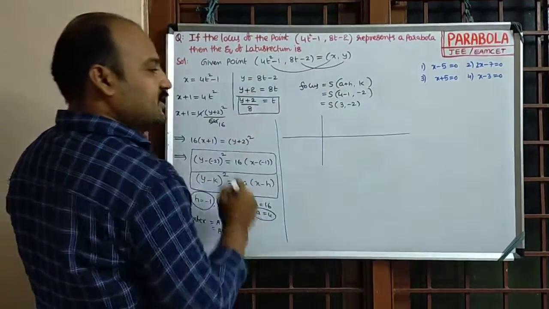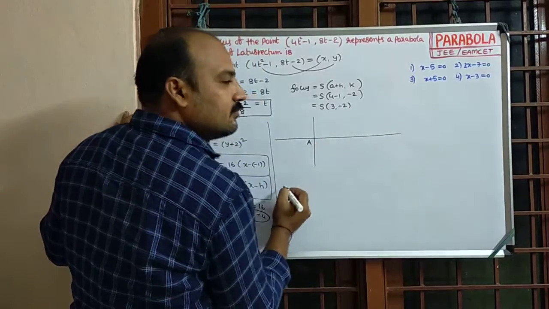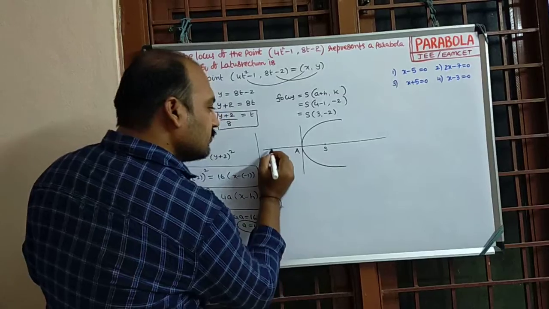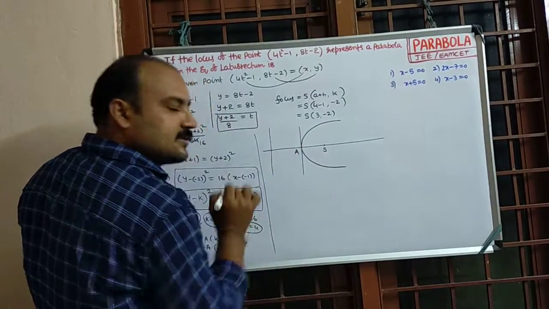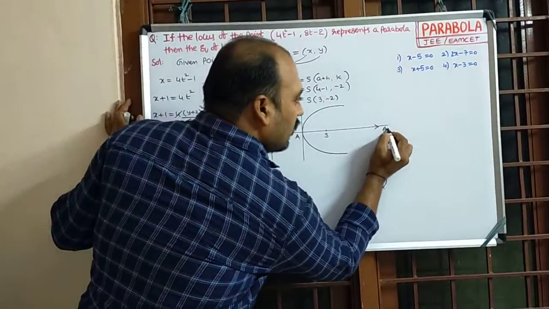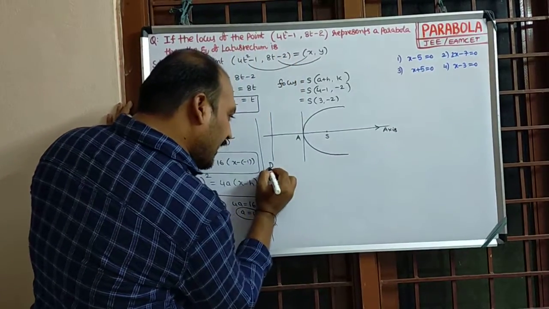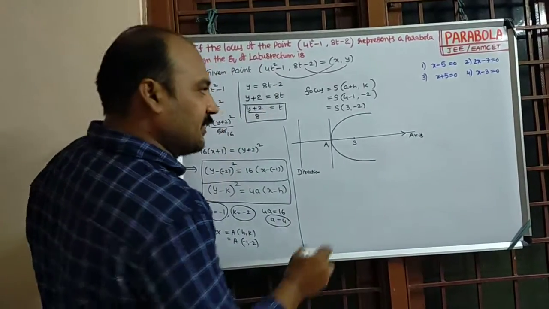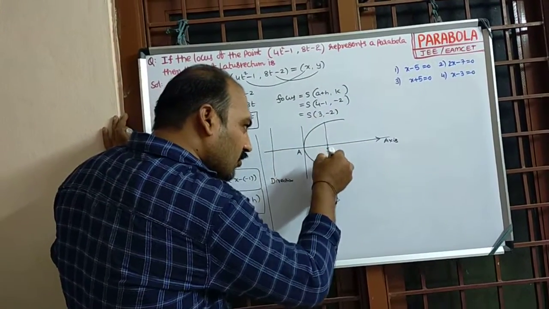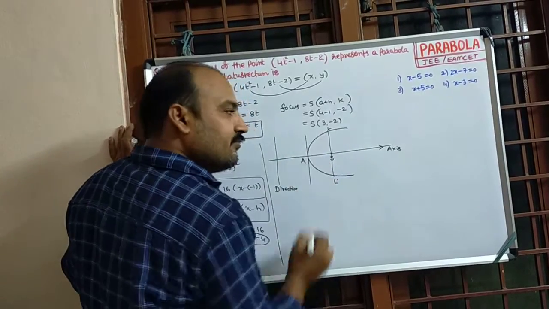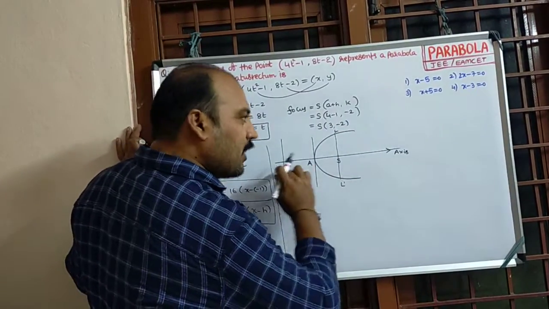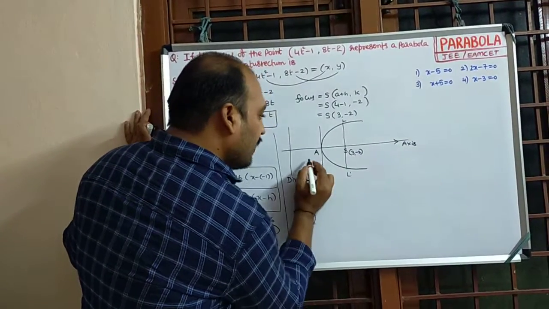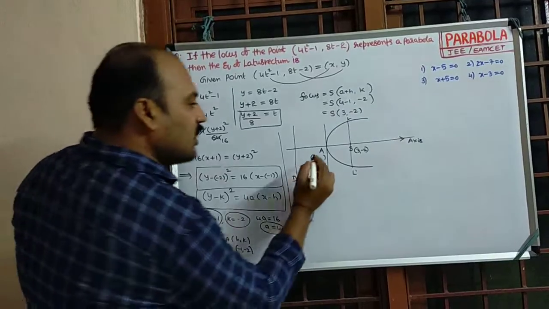What is the equation of latus rectum? This is the vertex, this is the focus, this is the directrix, and this is the axis of the parabola. But they are asking to calculate the equation of the latus rectum. This is called the latus rectum, LL'. The latus rectum is perpendicular to the axis. S we got as (3, −2) and A we got as (−1, −2).